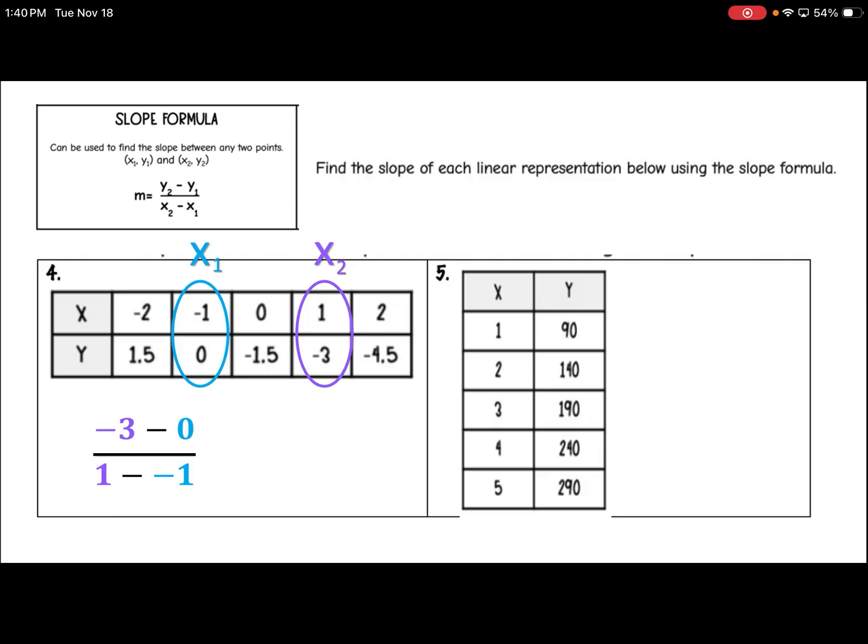Negative 3 minus 0 is going to give me what? Negative 3. And 1 minus negative 1 is going to give me 2. So the slope is negative 3 over 2. Yes. So x2 goes first.